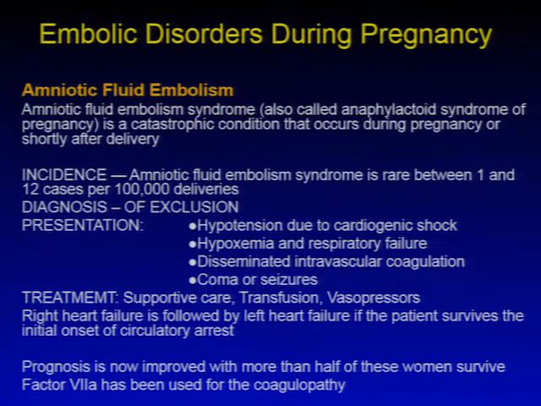It presents as hypotension due to cardiogenic shock, hypoxemia, respiratory failure, disseminated intravascular coagulation, coma, and seizures. And the treatment is supportive care, transfusion, vasopressors. The right heart failure is often followed by left heart failure if the patient survives the initial onset of circulatory arrest.